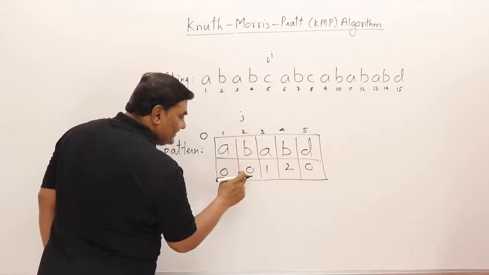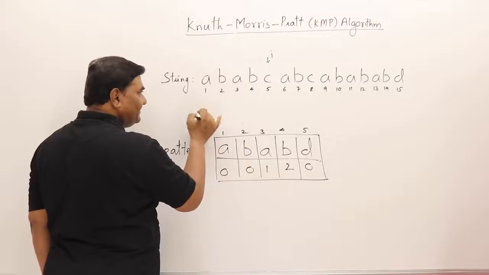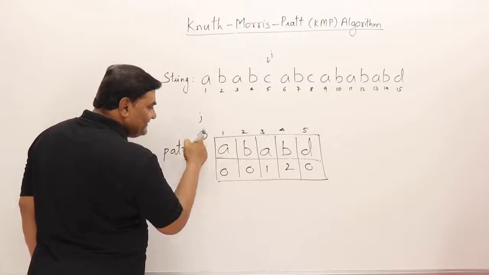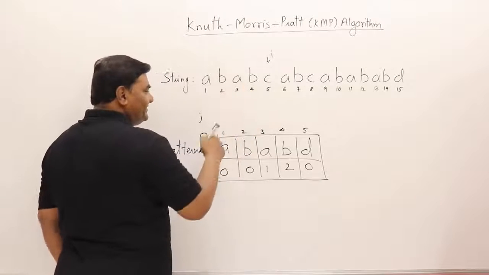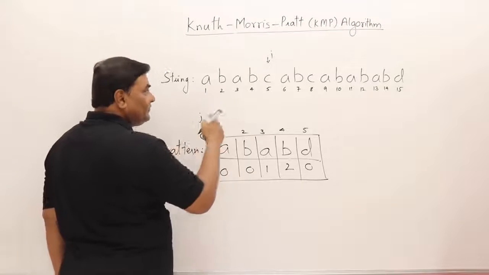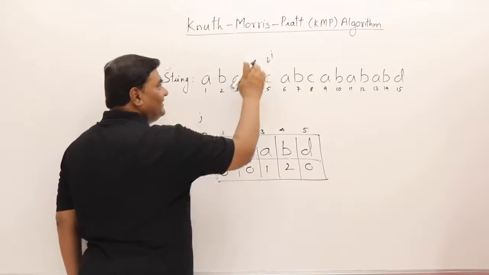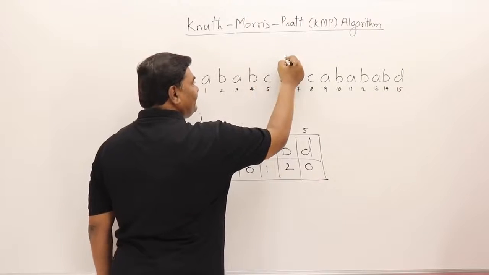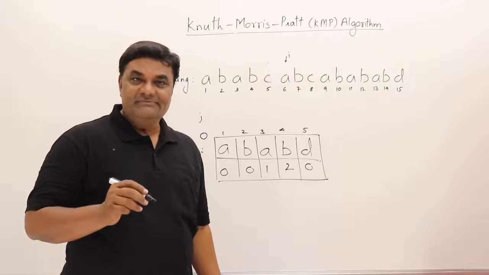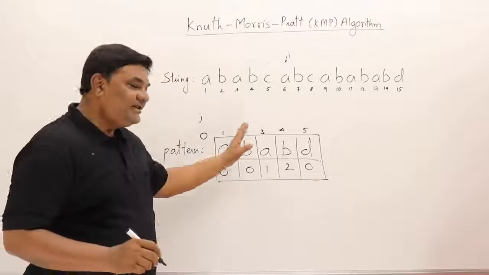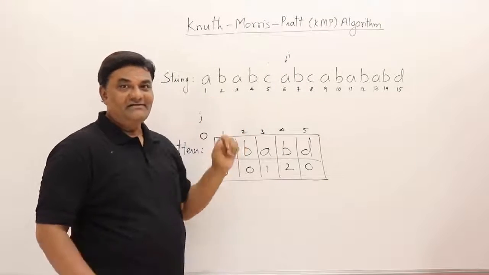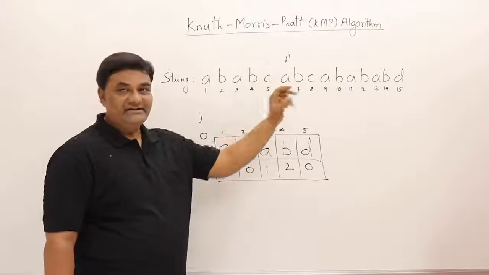So again move J to this place. J is here. Now, is it a match with J plus 1? No, still there is a mismatch, but J is on 0, so we cannot move J further, so move I. So in case of mismatch, you observe that only J is moving, I is not backtracking. I has simply moved to the next alphabet.